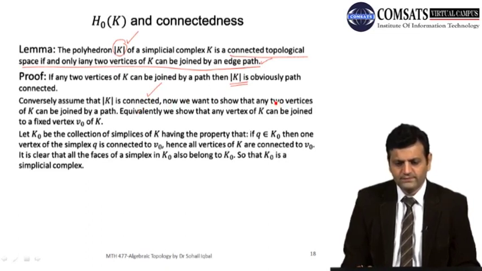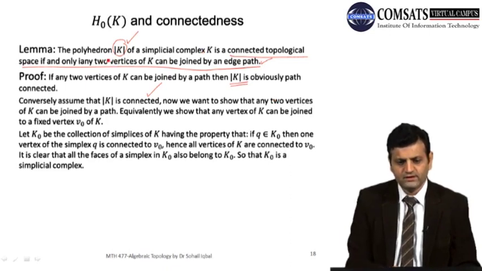Okay, so remember that for any topological space we related path connectedness and connectedness, and we saw that they are not the same, and we have to impose some conditions on the connectedness to get path connectedness. But in this case, as I said earlier, this is a non-trivial result: the connectedness of this polyhedron is the same as some special kind of path connectedness.